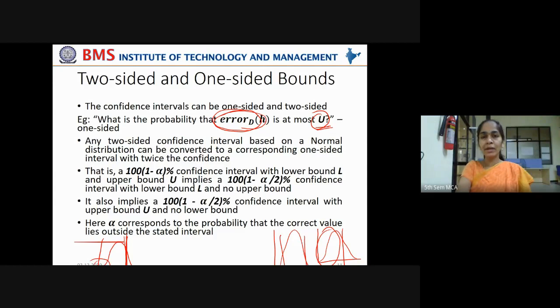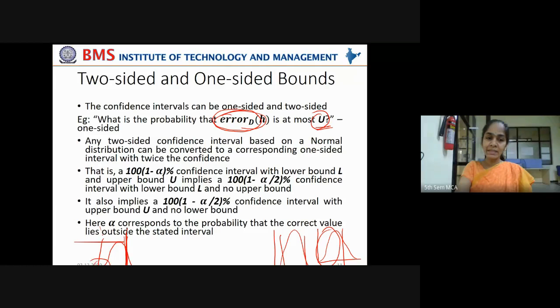Means though your true error gives a lower estimated error than your sample error, you are not bothered about that. But you want to see what is the maximum error up to which it is allowed, beyond which it should not fall. Okay, that is called a one-sided bound. You are giving the limitation only on one side, right? So any two-sided confidence interval based on a normal distribution can be converted to a corresponding one-sided interval with twice the confidence.